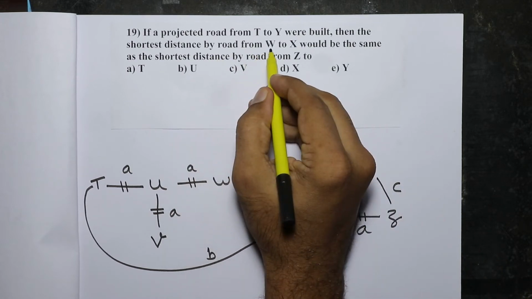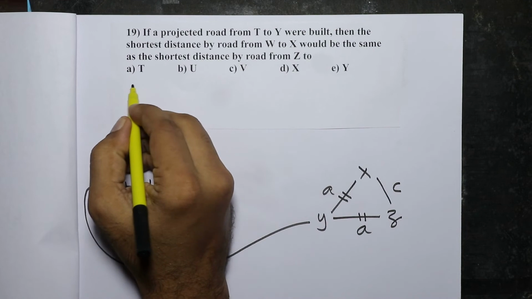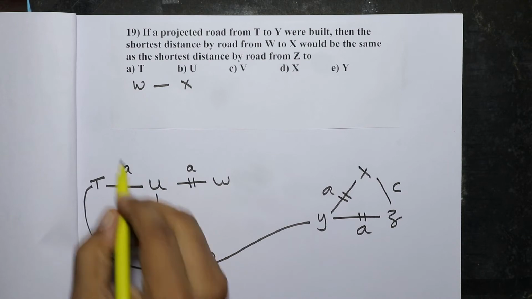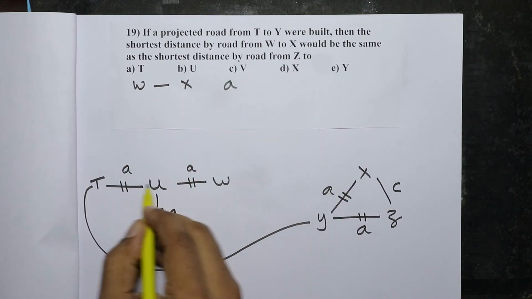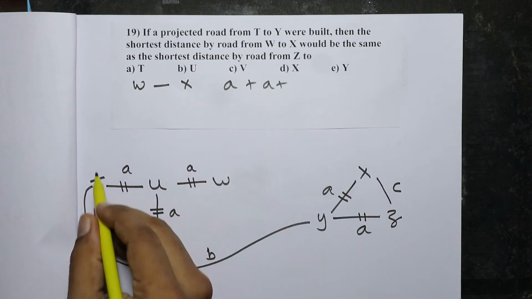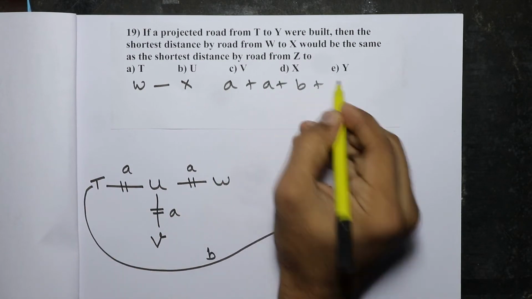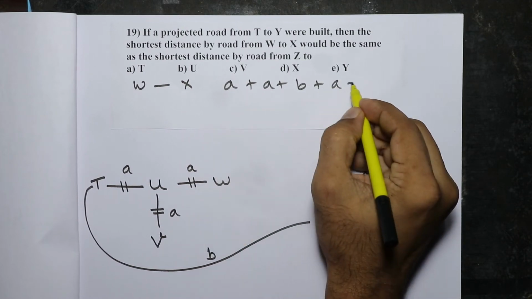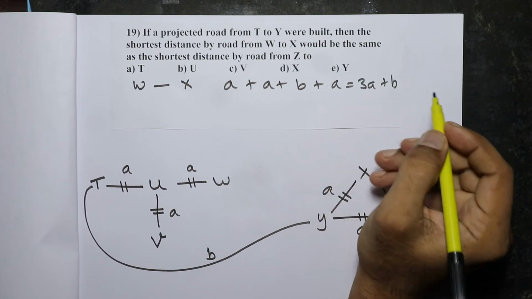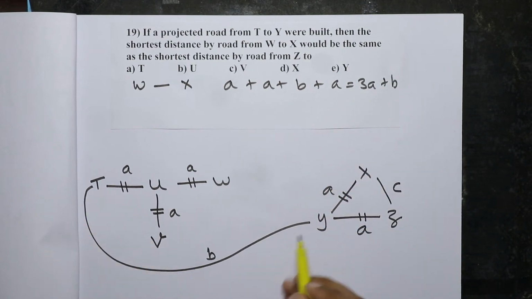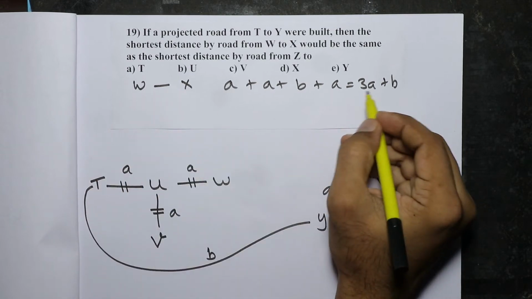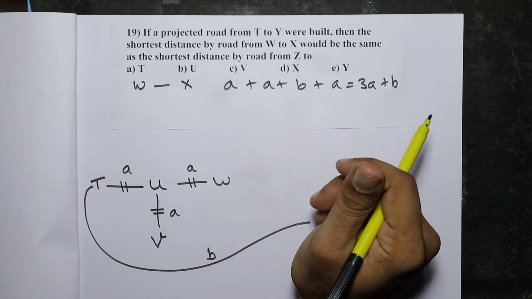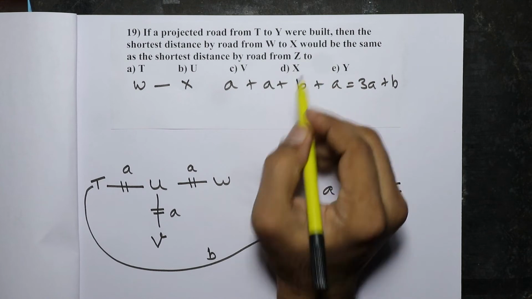Now the distance from W to X. So let us just calculate the distance from W to X. First you have to go to U, so that will be A plus this B, and then Y to X, that is another A. So that will be 3A plus B. So if you have a road from T to Y, the distance from W to X will be 3A plus B. So you need to find out two other towns which have the same distance, that is from Z to which place.